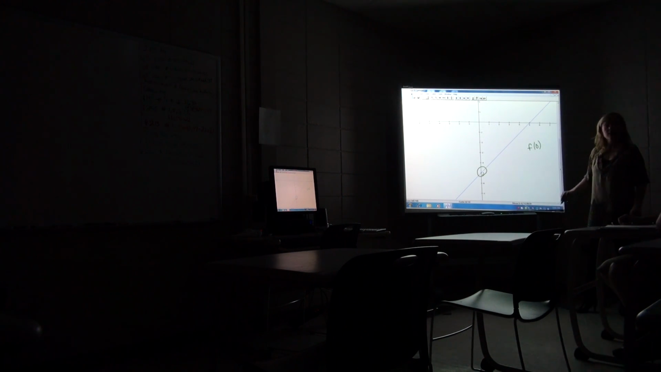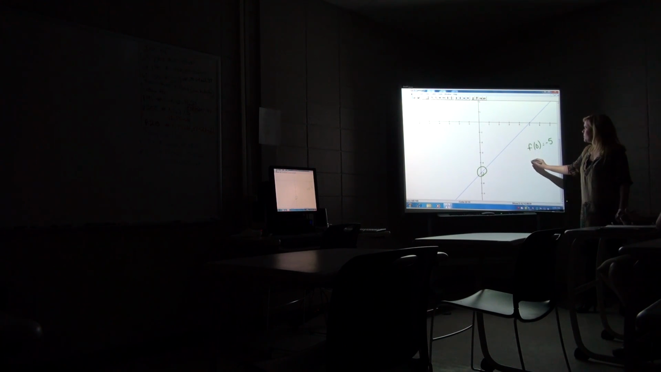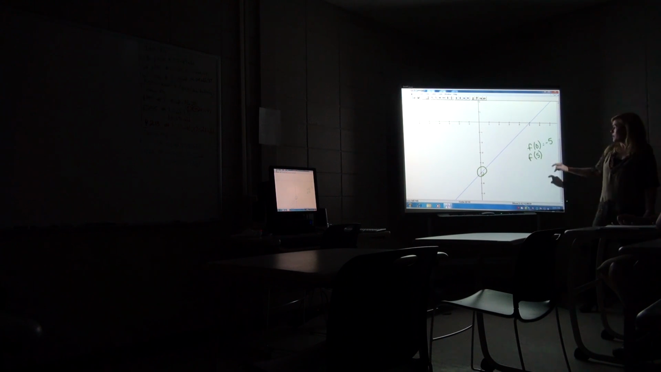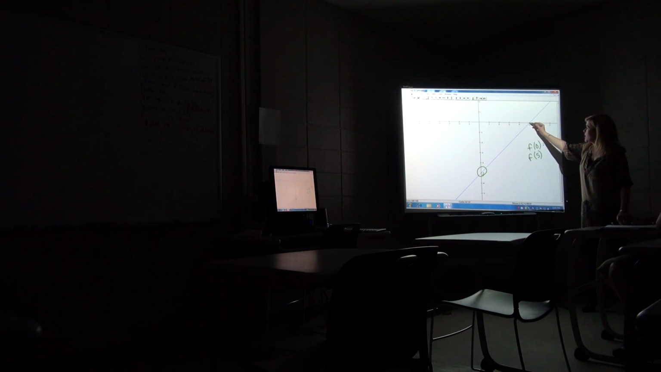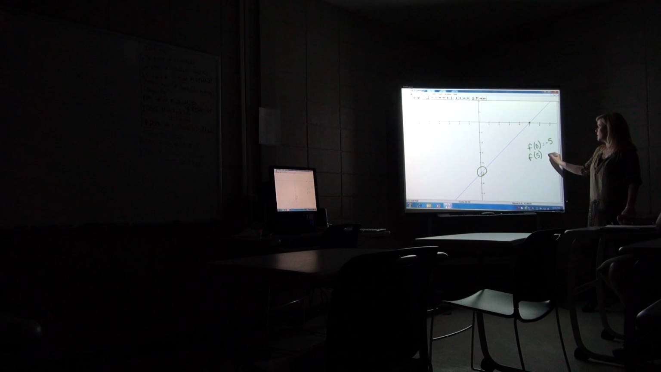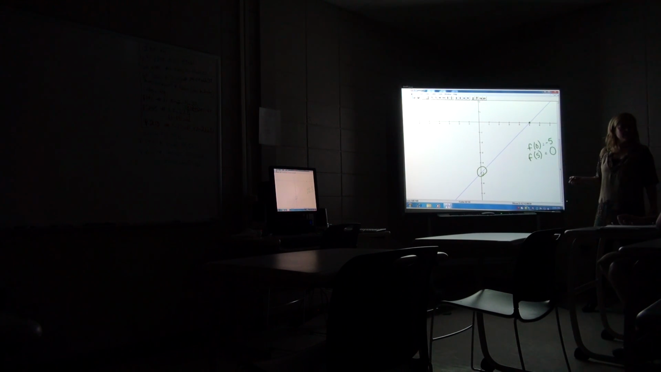Right there, right? So f of 0 would be negative 5. And then if I wanted to know f of 5, that means when x is 5, which is here, what is the y value? 0. So you follow how you do it looking at the graph.